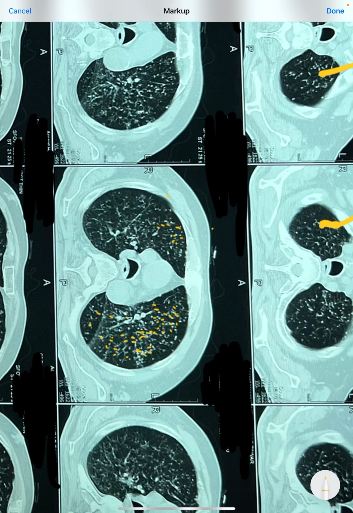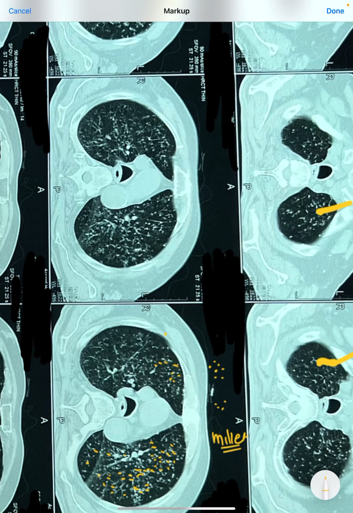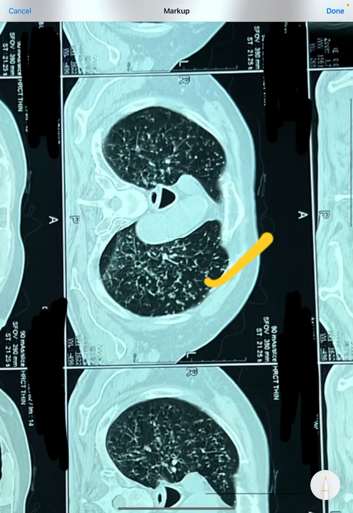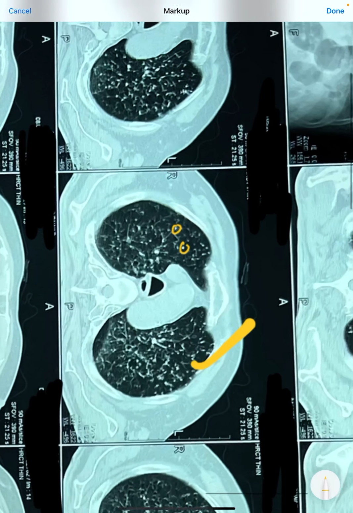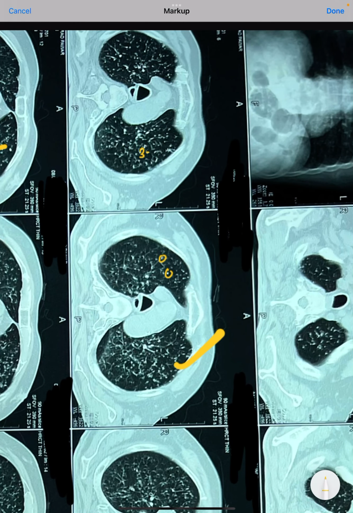lesions. Miliary means very small grains, like jowar. So this type of millet-shaped or small rounded hyperdense lesions are seen in the bilateral lung fields, and they are almost uniform, almost the same size, around 3 to 4 millimeters.